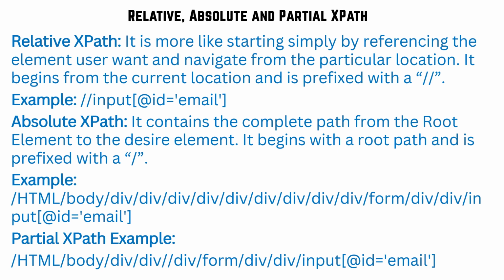But we can use relative XPath, which starts from some origin, some place that will never change. Suppose instead of my address, I give my current live location, so he can access it and reach me at any point of time. Or he can call me, and I can tell him where I am staying instead of my home, because I can stay anywhere. That is the relative XPath. It starts by referencing the element the user wants and navigates from that particular location. It begins with a double slash.